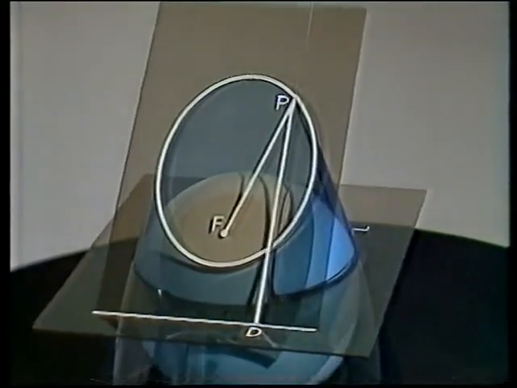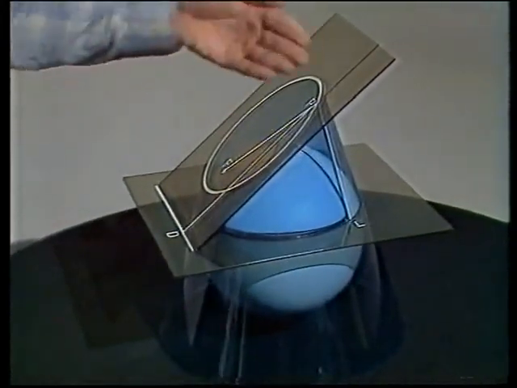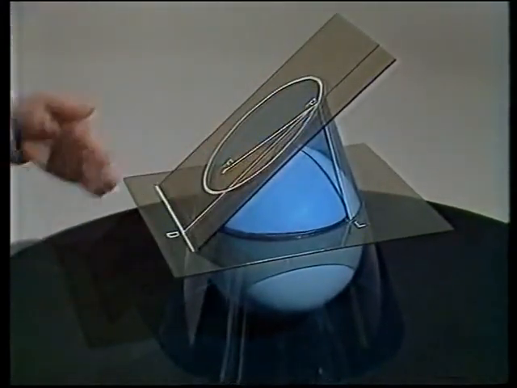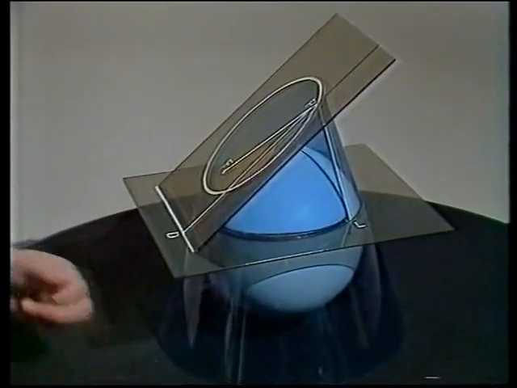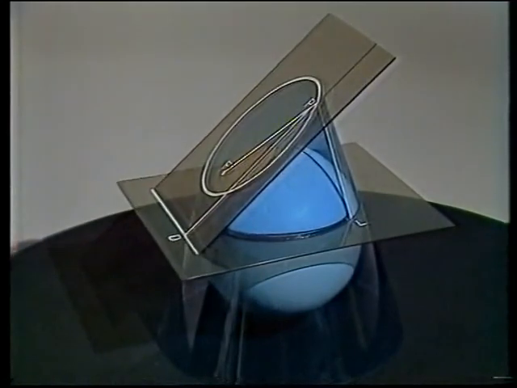In fact, we'll show that the ratio depends only on the angle of inclination of the plane and the angle of the cone. These were the angles alpha and beta that we saw previously.